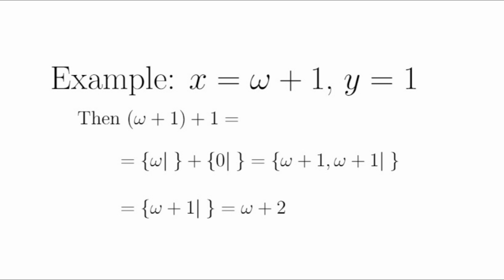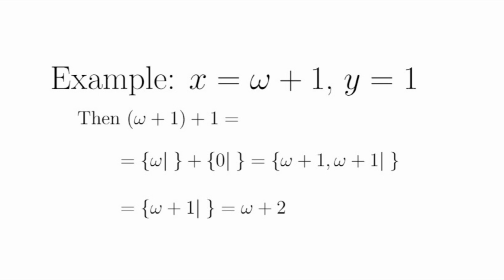For the left part, we add x, which is omega plus 1, to the elements in yl, which is 0, to get omega plus 1. We also add y, which is 1, to the elements of xl, which is omega, to get omega plus 1 again. Therefore, the left part of the sum is omega plus 1.